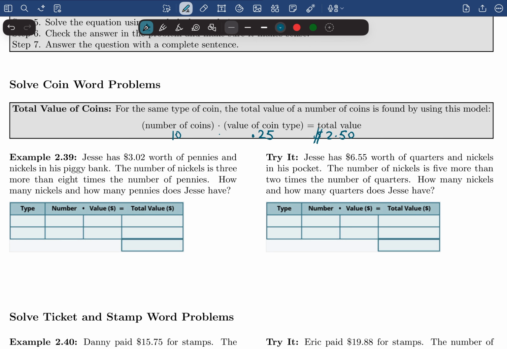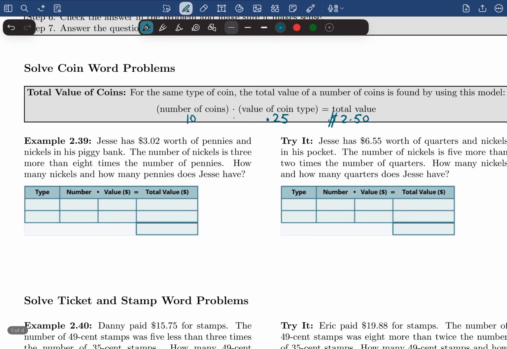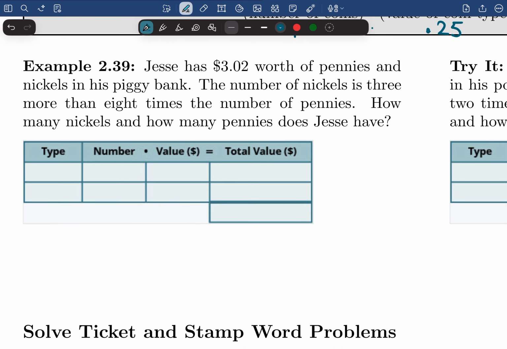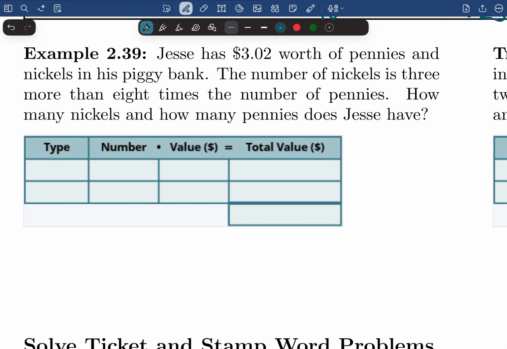Now that we have that basic idea down, let's go ahead and look at example 2.39. Jesse has $3.02 worth of pennies and nickels in his piggy bank. The number of nickels is 3 more than 8 times the number of pennies. How many nickels and how many pennies does Jesse have? Well, let's begin by organizing our information. We've got pennies and we've got nickels. So I'm going to write those as the types of coins that we're dealing with.